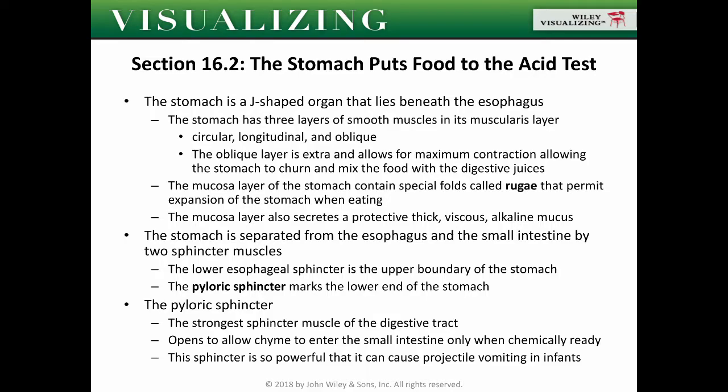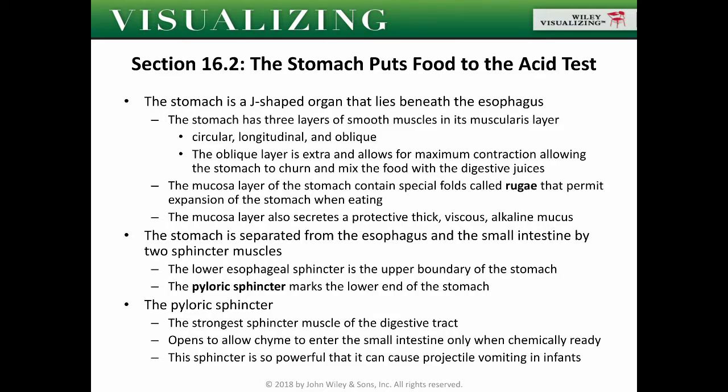So if you are full and you notice your stomach expanding, basically that's because of the rugae. The mucosa layer also secretes a protective, thick, viscous, alkaline mucus. When we talk about alkaline, this is basic. This is to neutralize the acidic chyme from the stomach.